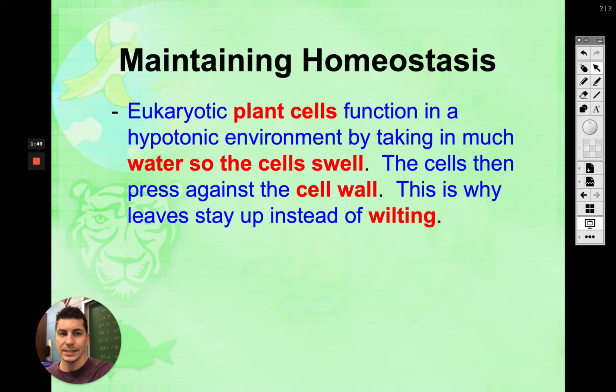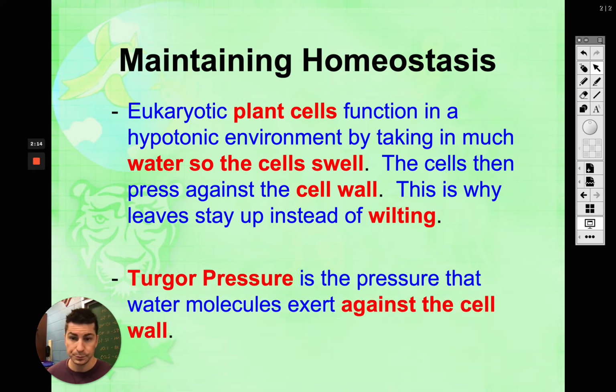So if the plant is in a hypotonic environment, meaning the cell is hypertonic to the environment, this will keep the cell from wilting. It'll stay nice and plump. And when the plants are in an isotonic, or even worse, a hypertonic environment, the vacuole will probably not have a whole lot of water in it, and the plant will wilt. Okay. What we call this is turgor pressure. That is the pressure that is exerted from the plant and from the water molecules against the cell wall.